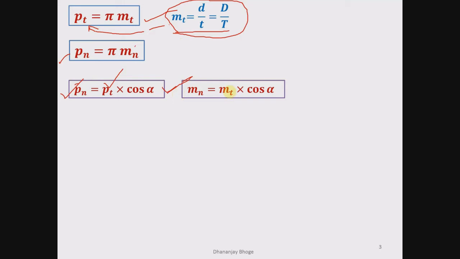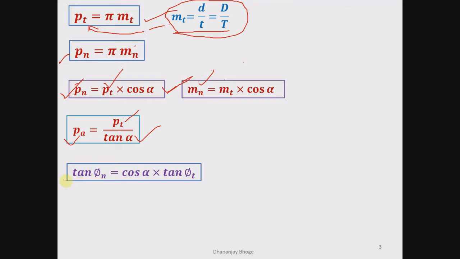The same relation is valid for normal module and transverse module. So normal module is equal to cos of alpha times the transverse module. What is this? PA is the axial pitch. We measure PT in transverse plane, PN in normal plane, and PA is measured along the axis of the gear. So it is called axial pitch, which is equal to PT, transverse circular pitch, divided by tan of helix angle alpha.